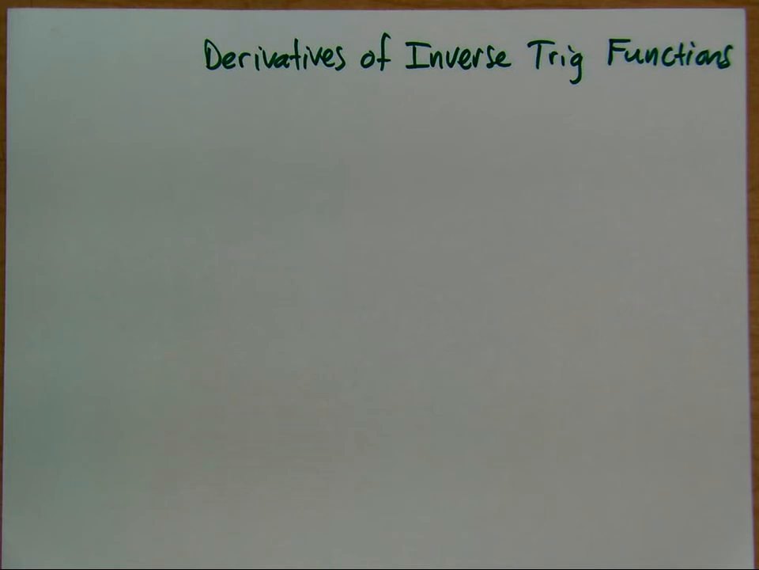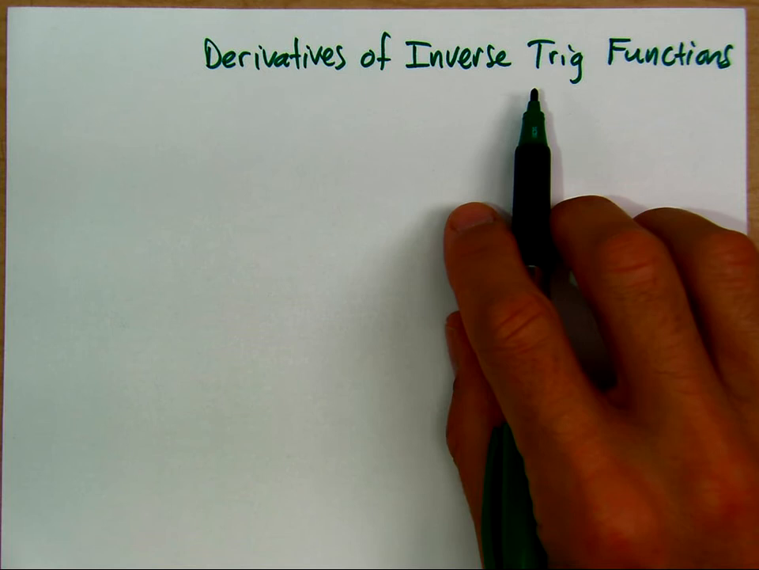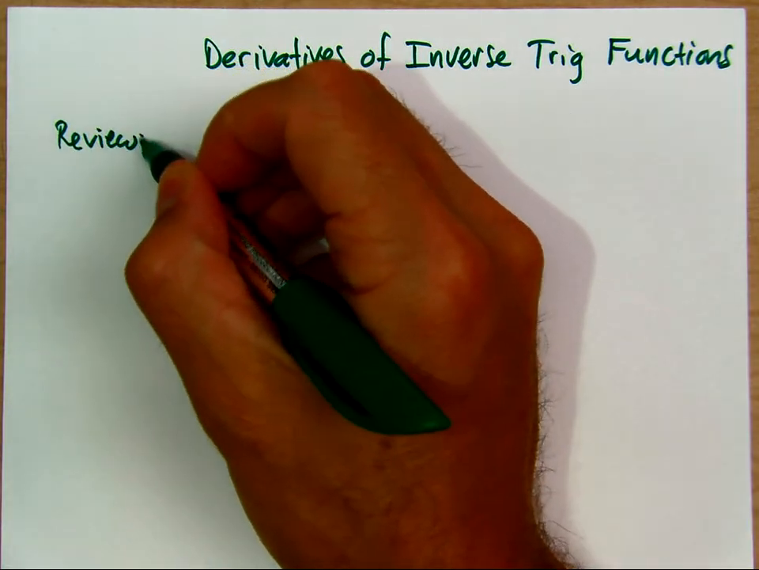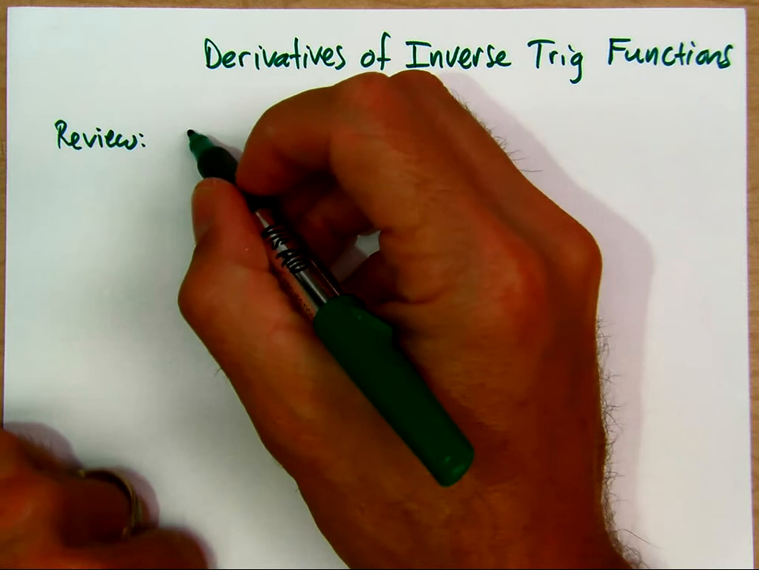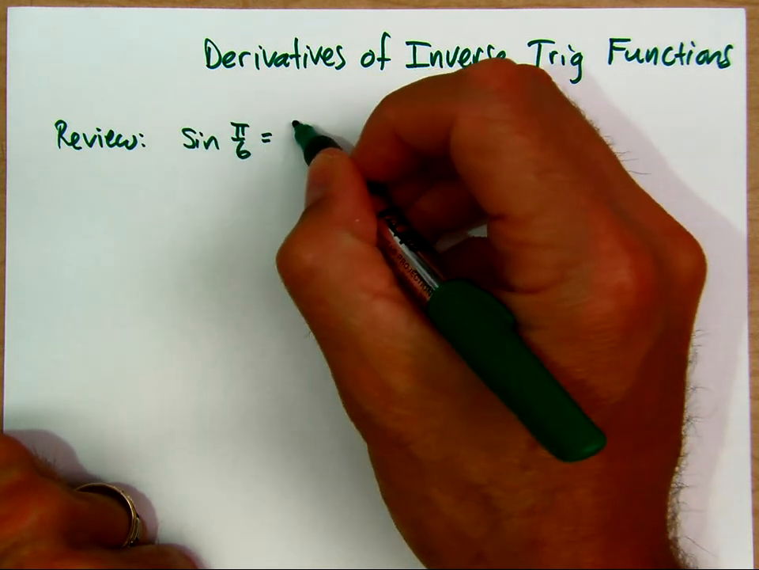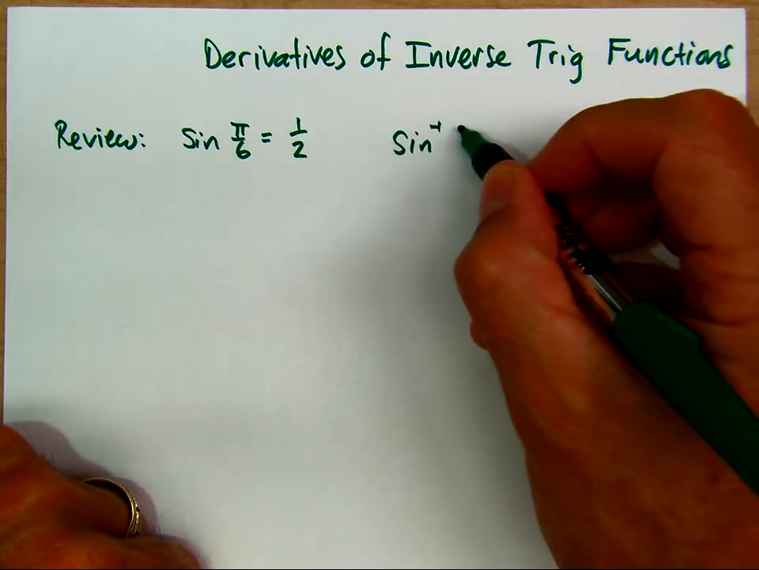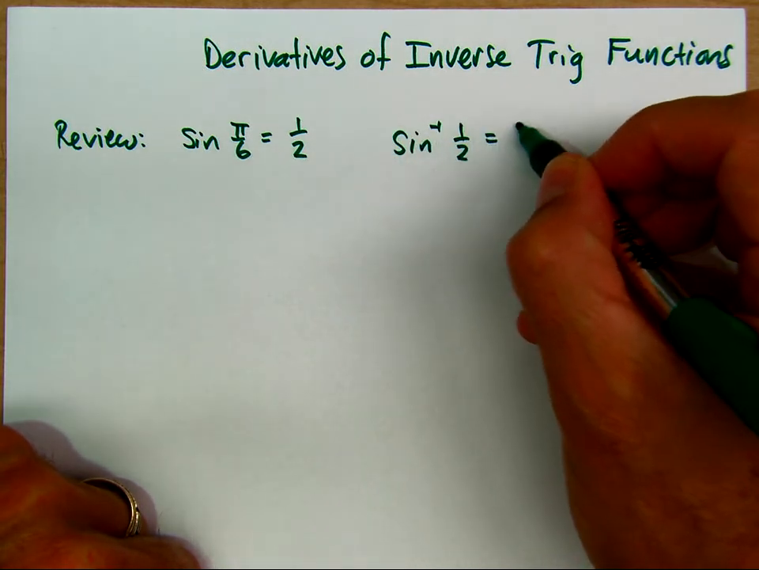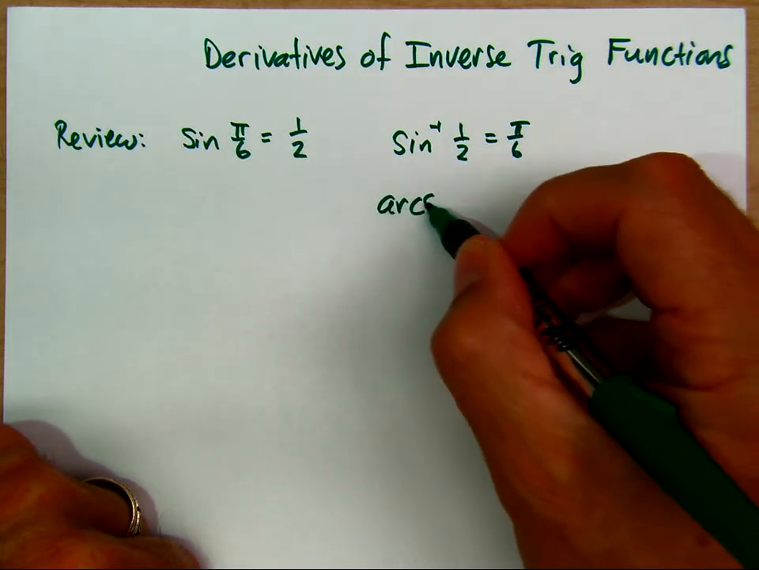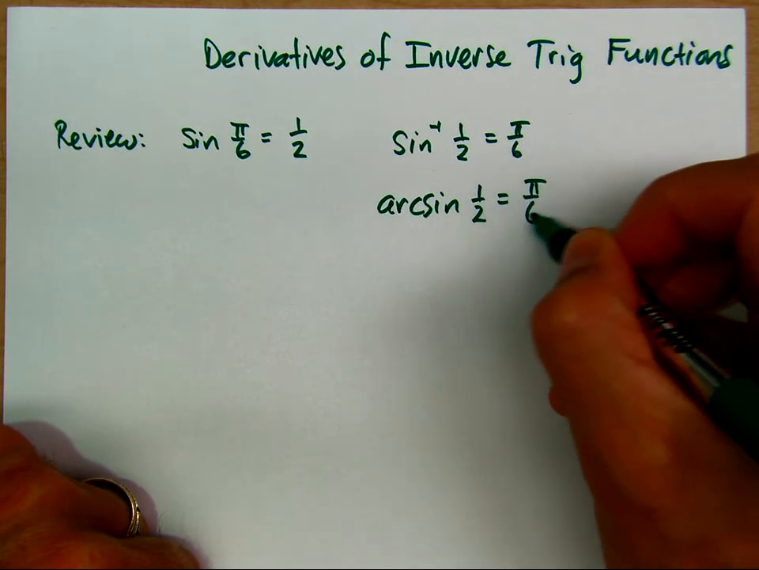All right, so now we'll talk about the derivatives of inverse trig functions, and let's start with a review of inverse trig. So if we have sine of pi over 6, we know that equals 1/2, and inverse sine of 1/2 equals pi over 6. We can also say arc sine of 1/2 is pi over 6.